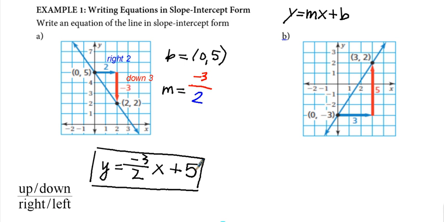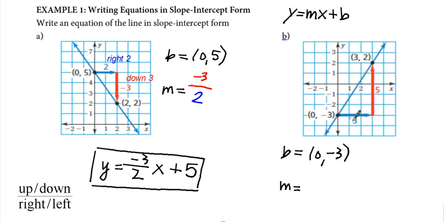Now let's look at part B. Part B is that blue line, and we also need to find the equation of the line in slope-intercept form. And I always, like I said, start by finding the y-intercept. The y-intercept is where that blue line is crossing the y-axis, and it's crossing at (0, -3). So that's our y-intercept point. And now we need to find a slope.